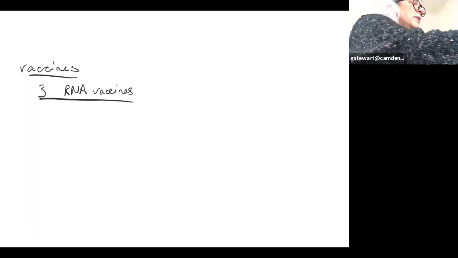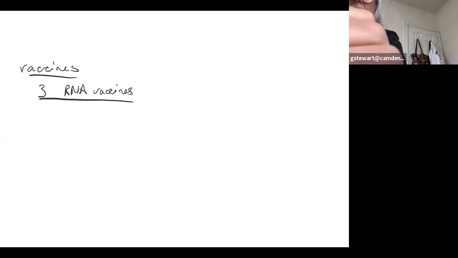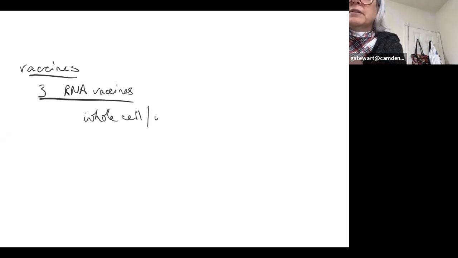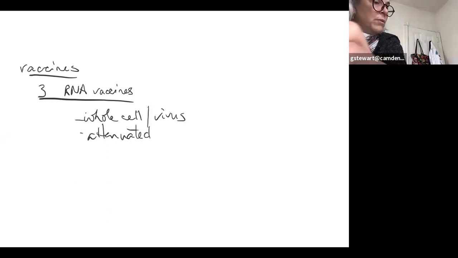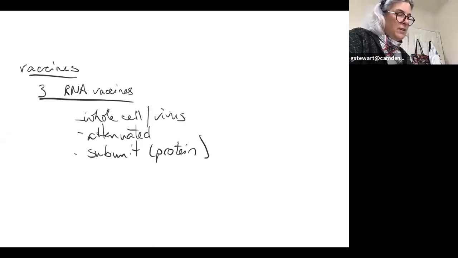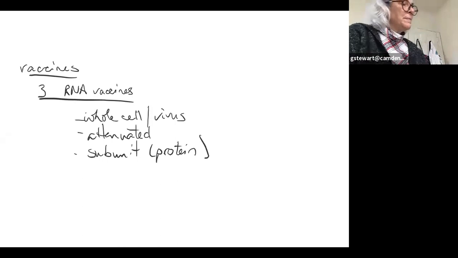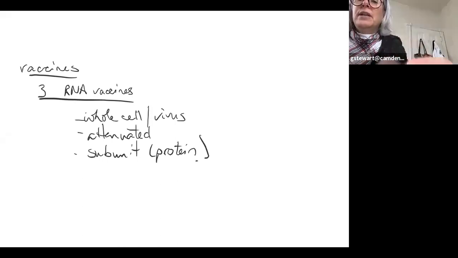Yeah. So remember, we talked about different types of vaccines, right? Heat killed, whole cell, or whole virus. We talked about attenuated. We talked about what we would call subunit vaccines that are just a piece of a protein or a couple of the proteins from a particular bacteria or virus. So these are even more cutting edge in that we're not even giving people protein anymore in this case.